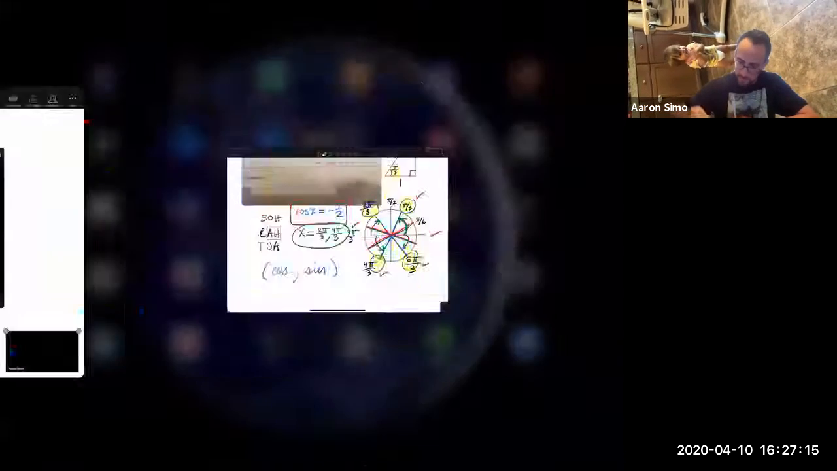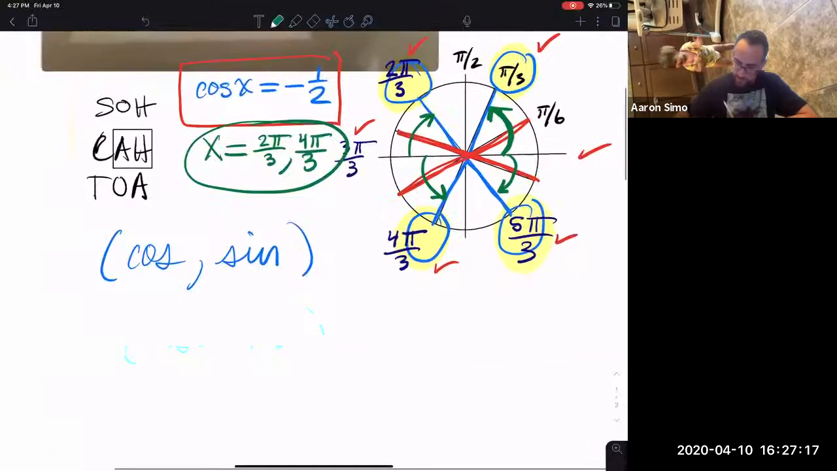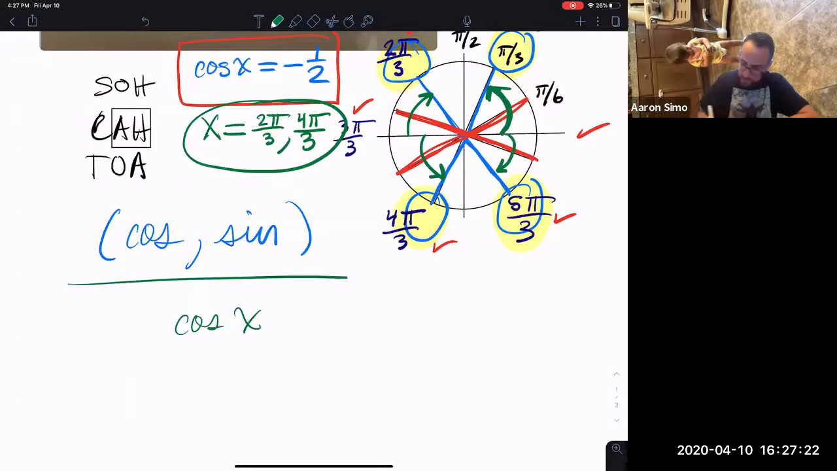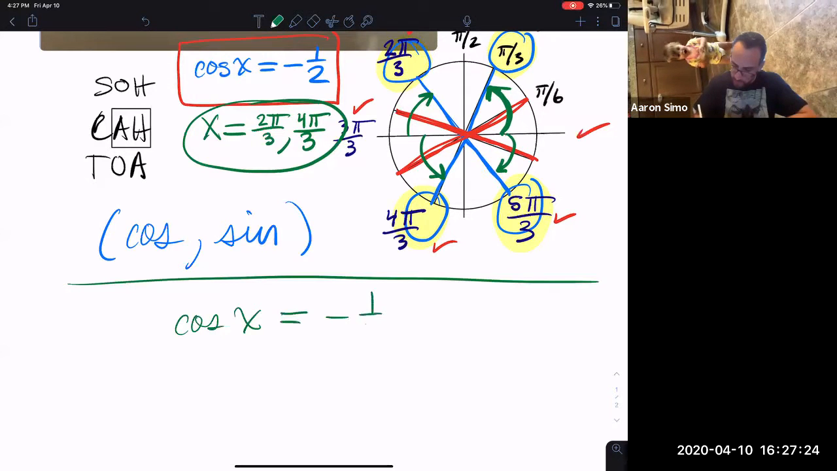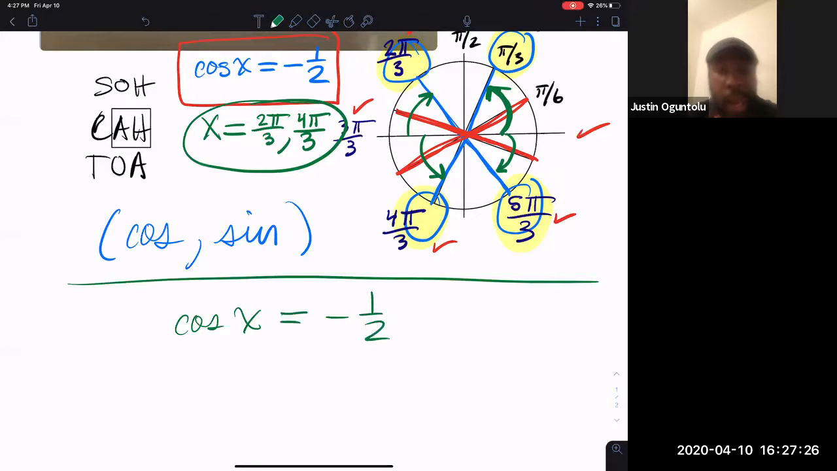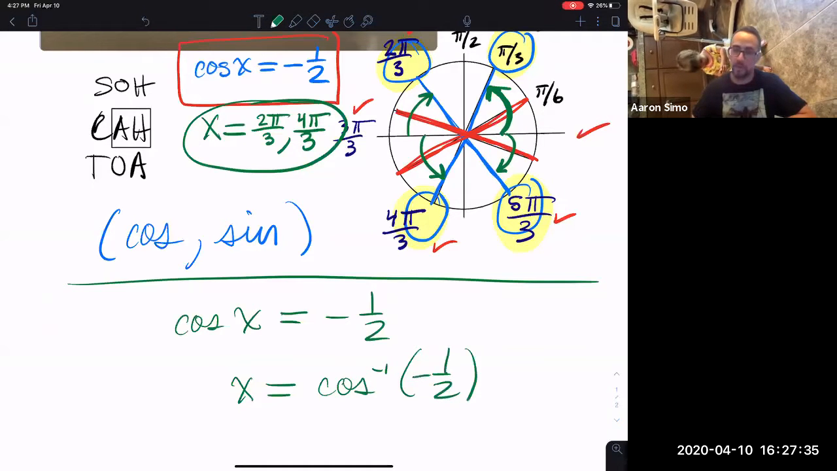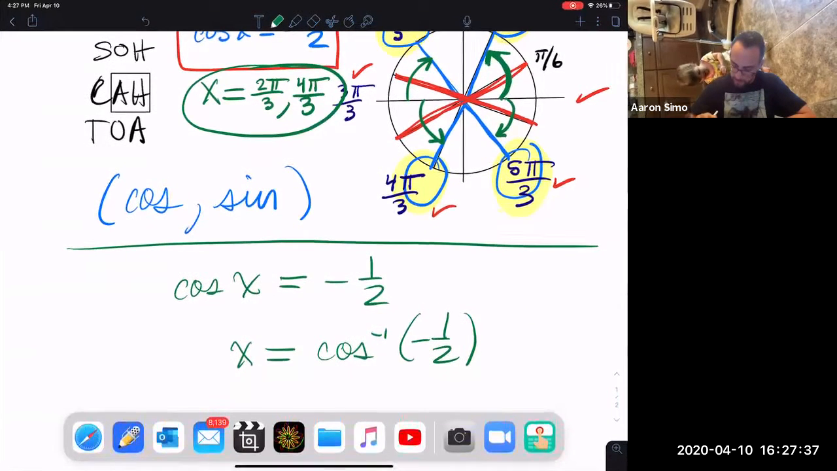My thing is frozen. So if I have cosine x equals negative 1/2, and I take cosine inverse of both sides, I get x equals cosine inverse of negative 1/2. So I can plug that into my calculator and get something like, let's see what my calculator tells me.